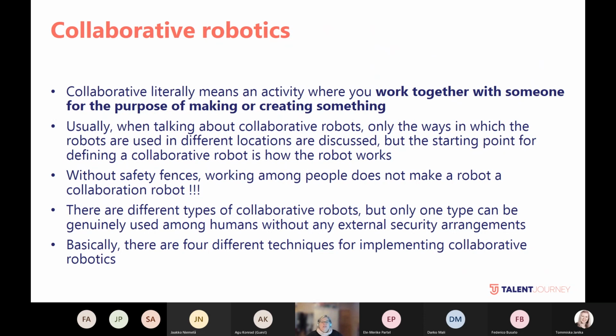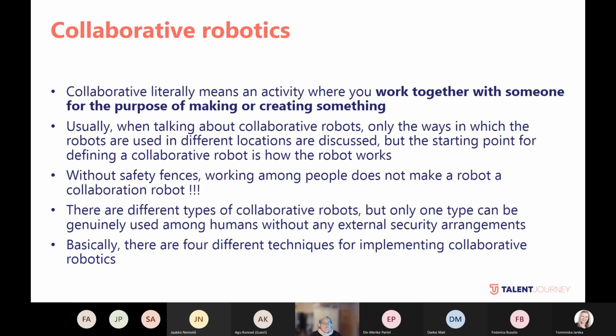Collaboration or collaborative literally means activities where someone works together with someone else in order to make or create something. When talking about the use of collaborative robots, we often end up only considering the ways in which different robots are used in different locations. When it would be more important to think about how the robot works, in other words, what does it do and how?